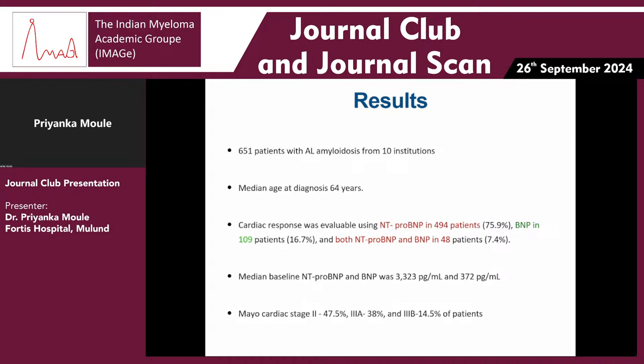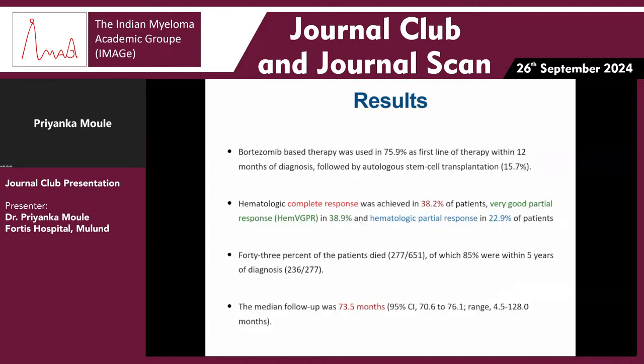So there were a total of 651 patients from 10 institutes, and the median age was 64 years. The cardiac response was evaluable with NT-proBNP for 75% of the patients and BNP in 16% of patients, and both values were available in 7.4%. The median NT-proBNP value was 3,323 picograms, and the BNP was 372 picograms. Most of the patients were in cardiac stage 2, almost 47.5%, followed by stage 3A and 3B.